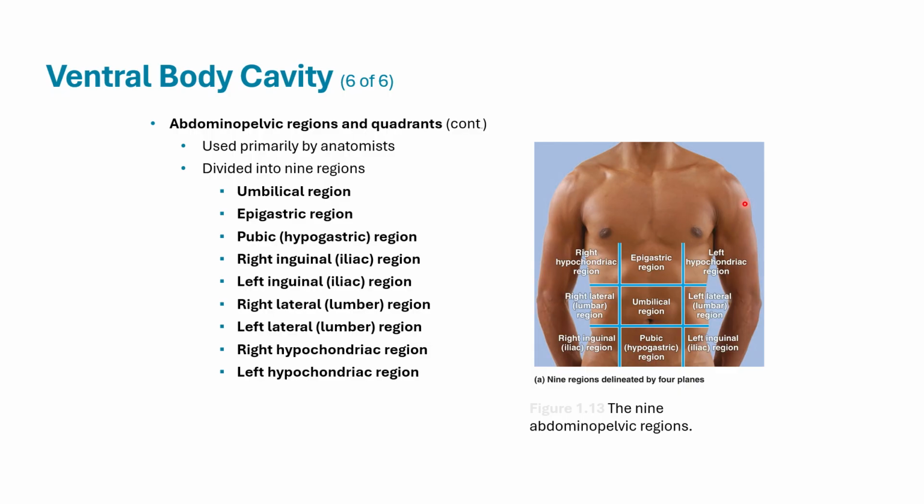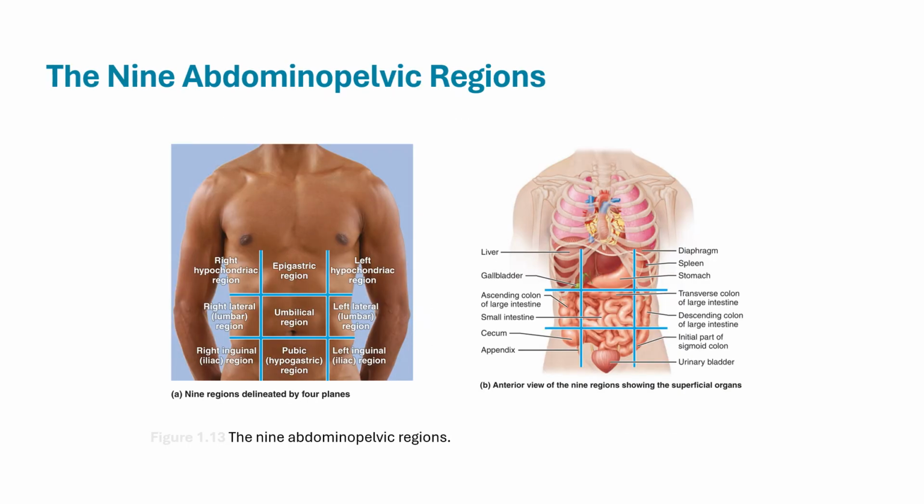Now we go to the left side: left hypochondriac, the left lateral lumbar. Here's the lumbar spine in here, left lateral lumbar, and then the left inguinal or iliac region. Your iliac bone is here. Same thing over here: the right inguinal, the inguinal ligament is in here, and the iliac is right here. The right lateral lumbar, so here's the lumbar, and going to the right is the right lateral lumbar region and the right hypochondriac region. So that's the 9 abdominopelvic regions.